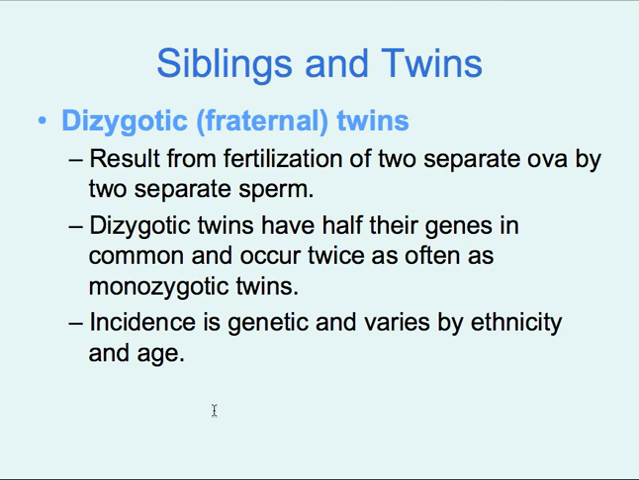Dizygotic, sometimes called fraternal twins, these result from the fertilization of two separate ova by two separate sperm cells. Okay, so again, that's different from the monozygotic or identical twins because that was just one sperm cell fertilizing one egg cell. Now, in the case of dizygotic twins, we've got two separate egg cells containing different sets of DNA being fertilized by two different sperm cells, each containing different DNA as well. Dizygotic twins have half their genes in common and occur about twice as often as monozygotic twins.